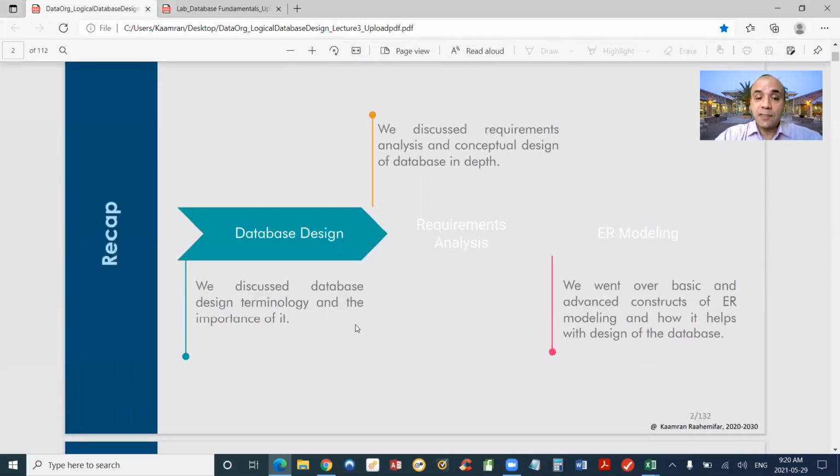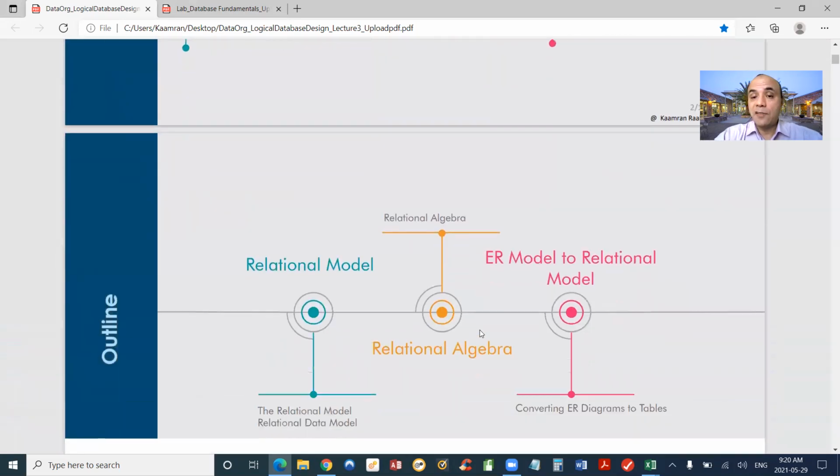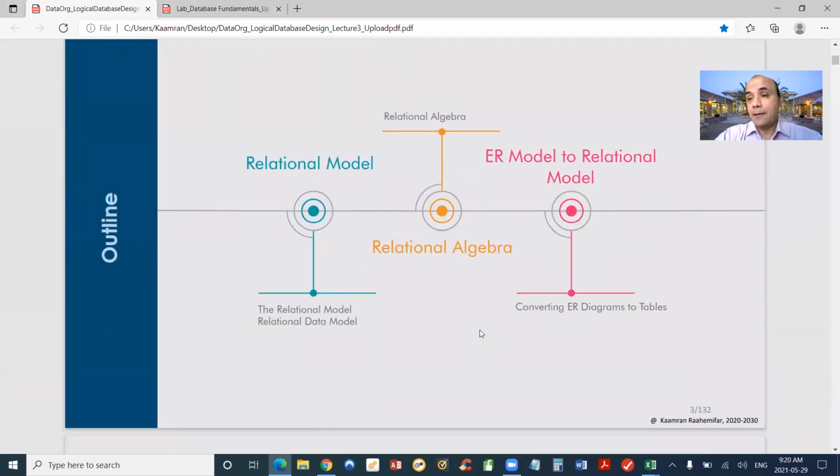What did we discuss? We discussed the database design terminology and the importance of it, requirements and the conceptual design, and we went over the basic and advanced constructs of entity relation modeling and how it helps to communicate between the designer and the client.